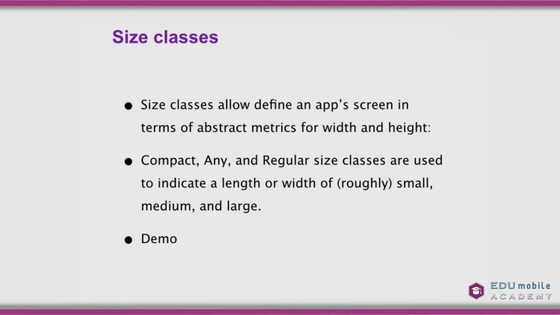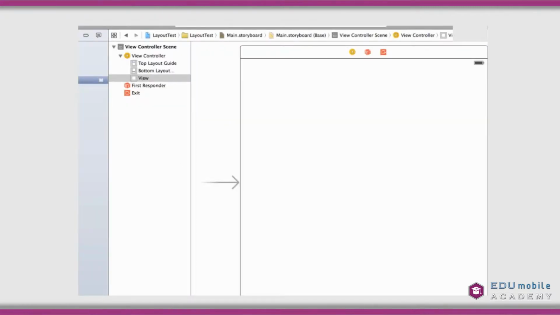Now these are inadequate terms. We can't really say that compact is small and any is medium, but when we show the demo in just a second, you'll see what I'm talking about. So let's see what these things translate to. Here I have Interface Builder open in a storyboard, and right at the bottom I see this any, width any, height any. So let's click on that and see what happens.